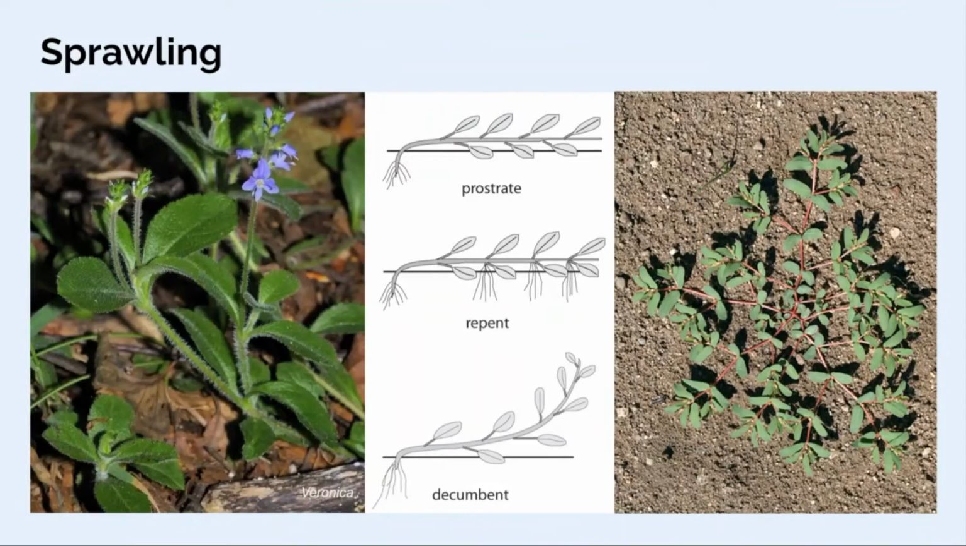So prostrate, along the ground. And as they're defining them, I just kind of think of them all as the same thing, but it depends on the author's choice as to which one they're going to use. Repent here, repent is rooting from its nodes. And then decumbent is like trying to grow up, but too heavy to do it all by itself. So it sort of grows sideways and then angling upwards is decumbent. Decumbent actually comes from the word for a bed, to lie down. Sleepy, we'll call it sleepy.